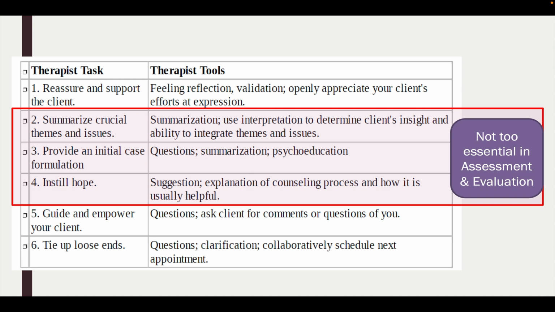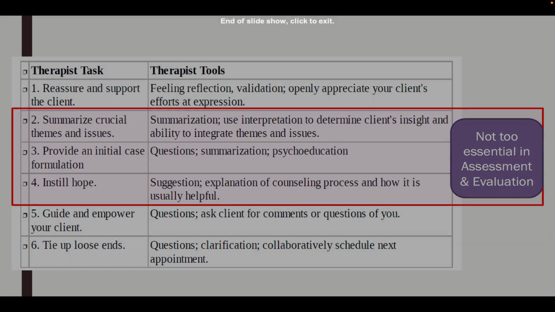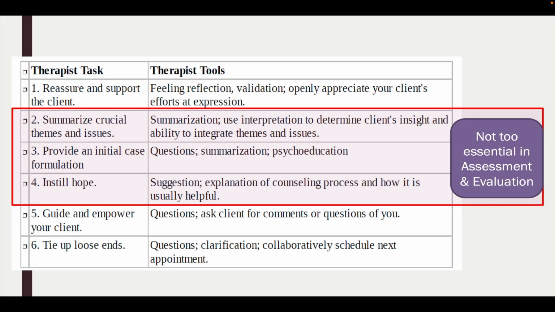You can use some other tasks listed here, but they're not necessarily essential for assessment and evaluation. These would likely be more important if you were conducting therapy after this process. This ends the lecture on the clinical interview process. Please make sure you're reading over any of the examples discussed and located on Blackboard, as well as reading your required readings to get more information about these techniques.